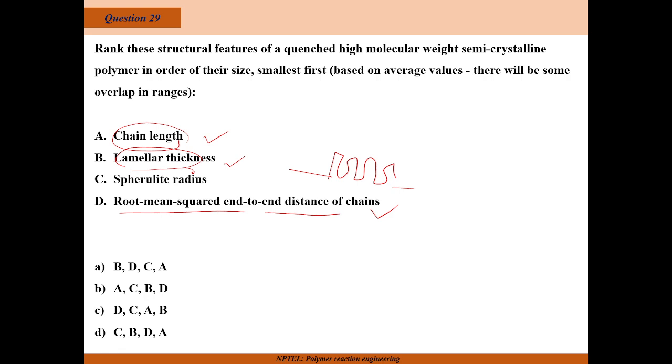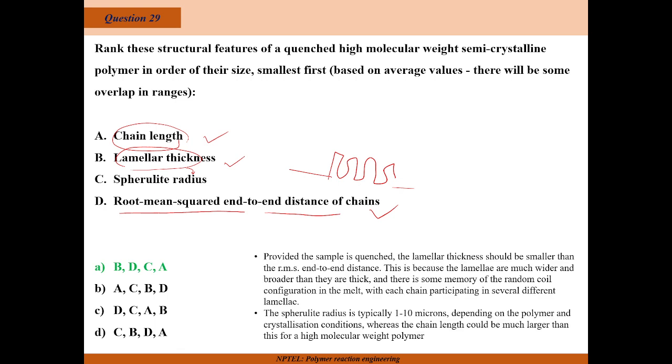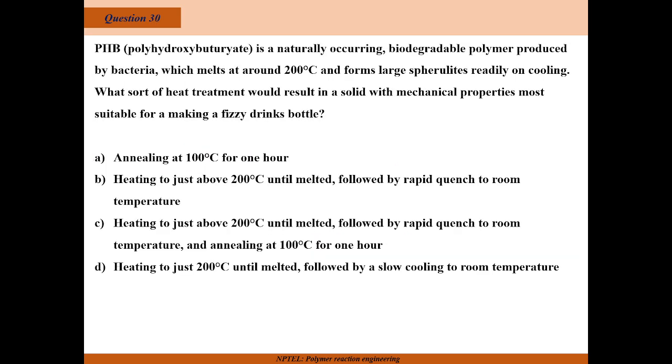Definitely sir will explain all these parameters in a much better way, so we'll be able to understand. So it is option A that is correct. A better explanation is also given here. Okay, so let's move on to the next question.